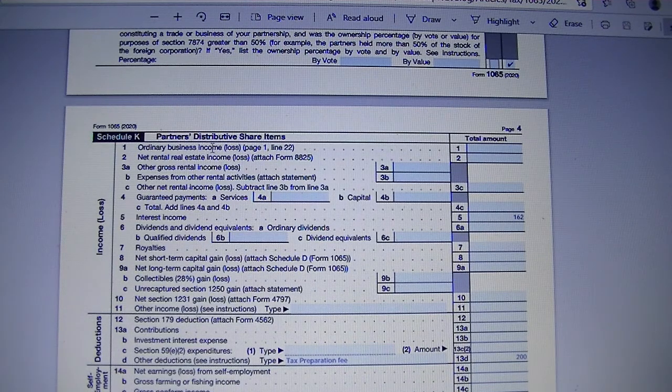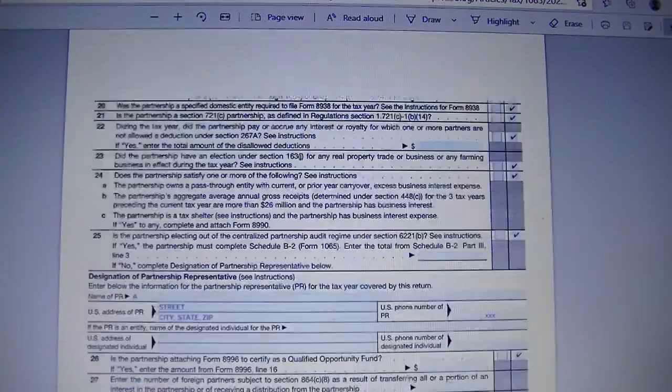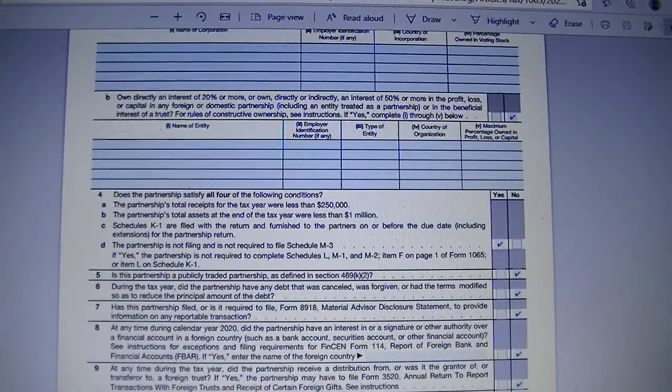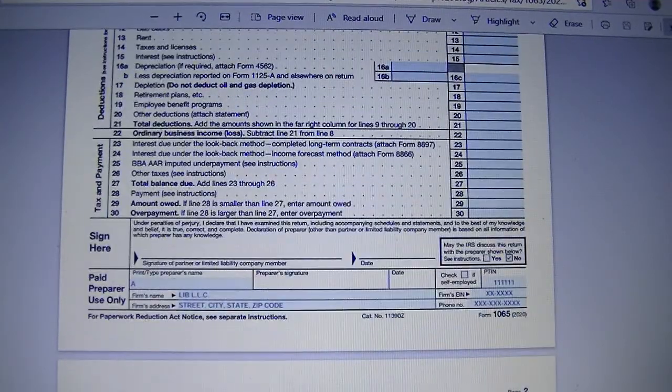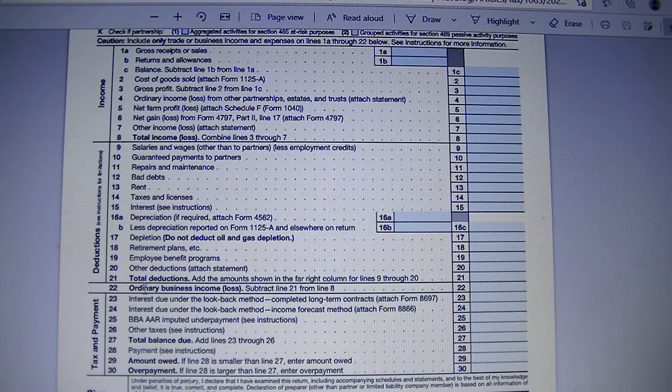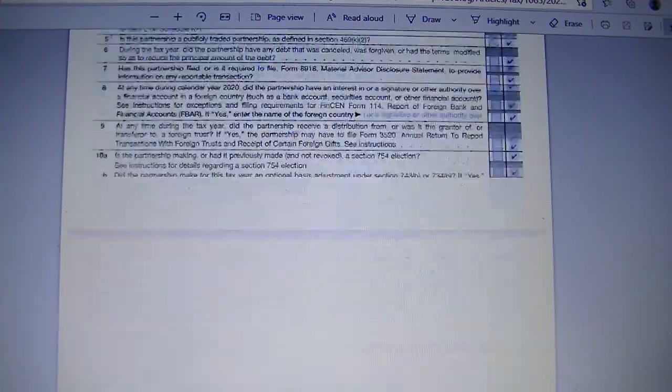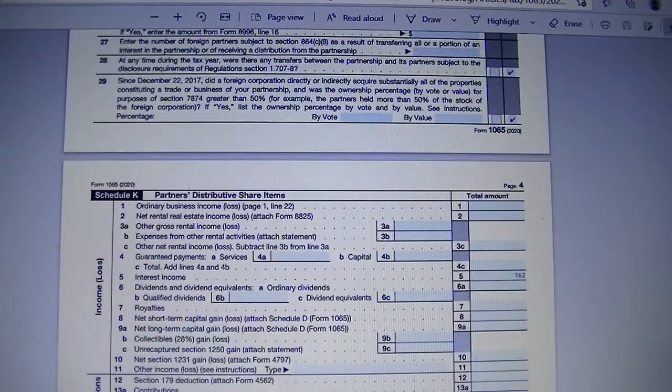So if you have income and expenses on page 1, you'll calculate your business income or loss. That will pretty much be line 1a minus line 21. That will go on line 22, and that will go on Schedule K, line 1. And if you did not put any information on page 1, then your Schedule K, line 1 will remain blank.